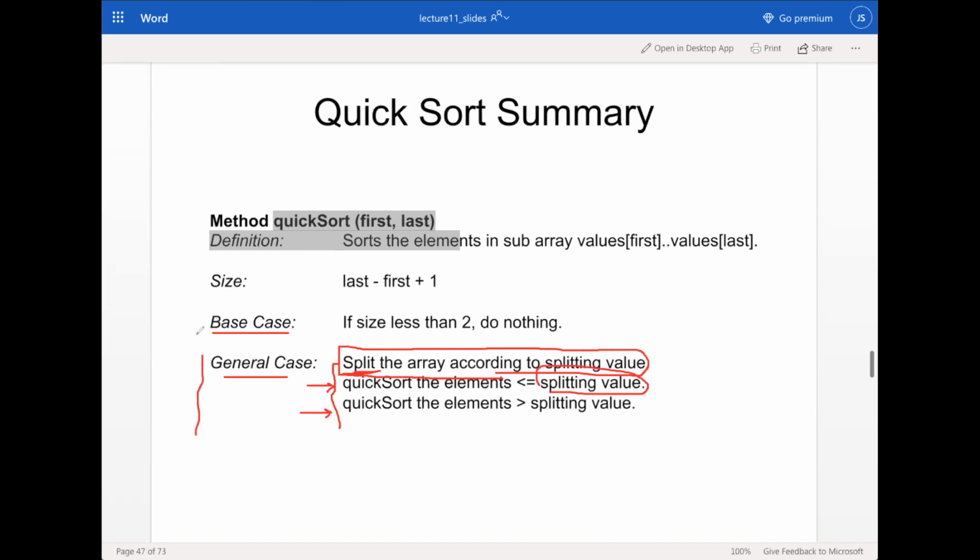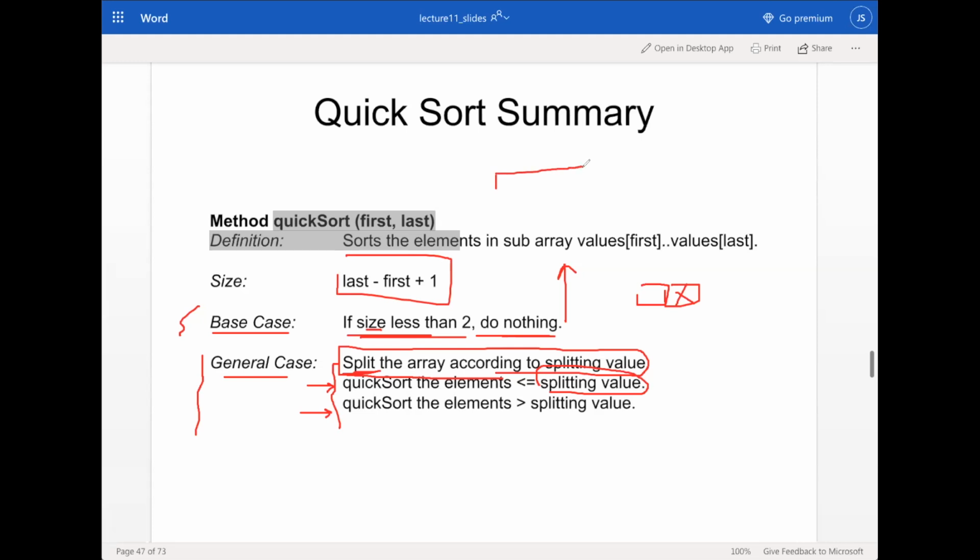That's the general case. The base case is, if the size is less than 2, do nothing. Why? Well, if you have only one element, there's nothing to sort. So the divide and conquer basically ends at size equals 1, or even sometimes size equals 0. If size is 0, that means there's nothing in there. In that case, what is the size? Size is last minus first plus 1.